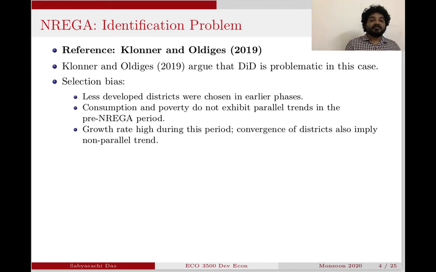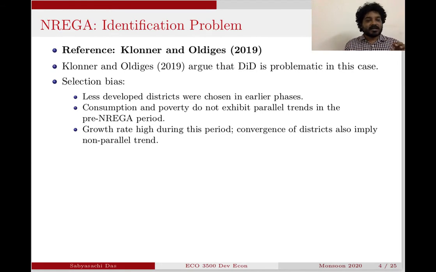Now comes this paper by Cloner and Aldiguez that I'll be uploading to the Google Drive, and you should definitely take a look at it. This paper argues that using the difference in difference technique is not the right method here. It has problems, and they argue that there are two separate problems. We have talked about them in the abstract, but it's nice to talk about them using this example. So the first is the selection problem.